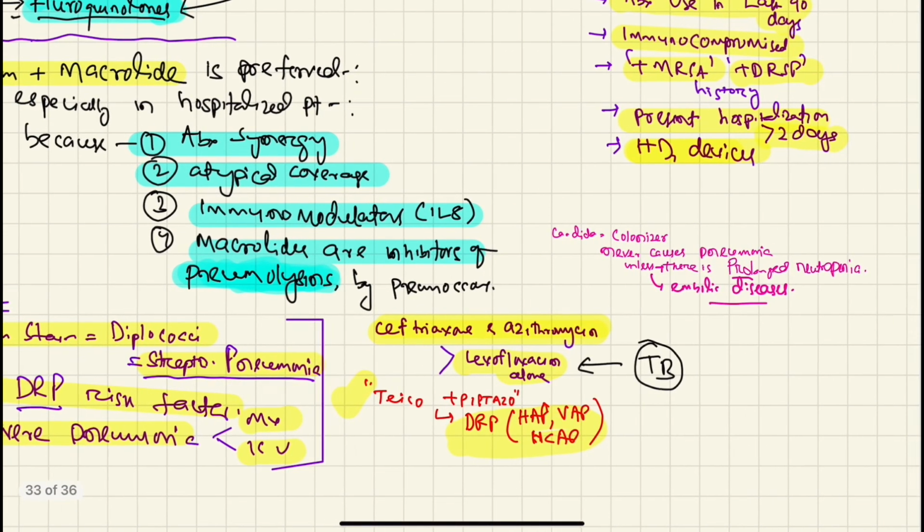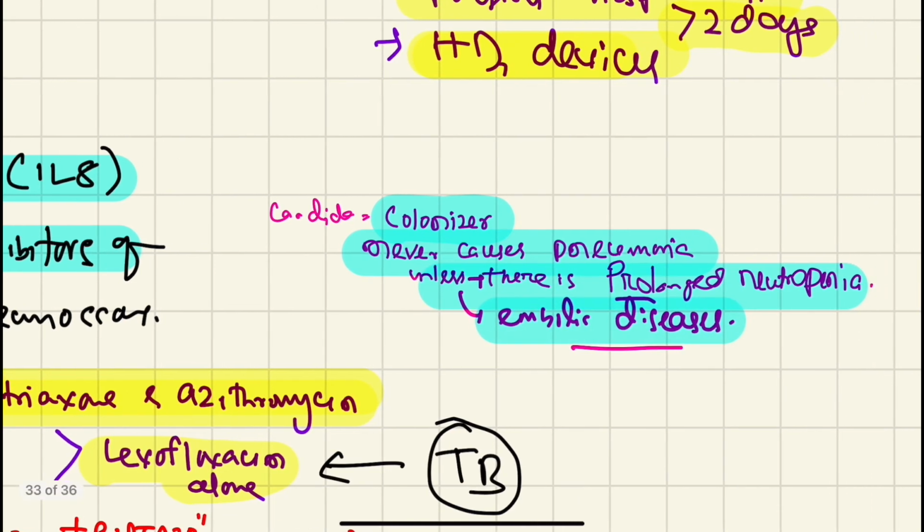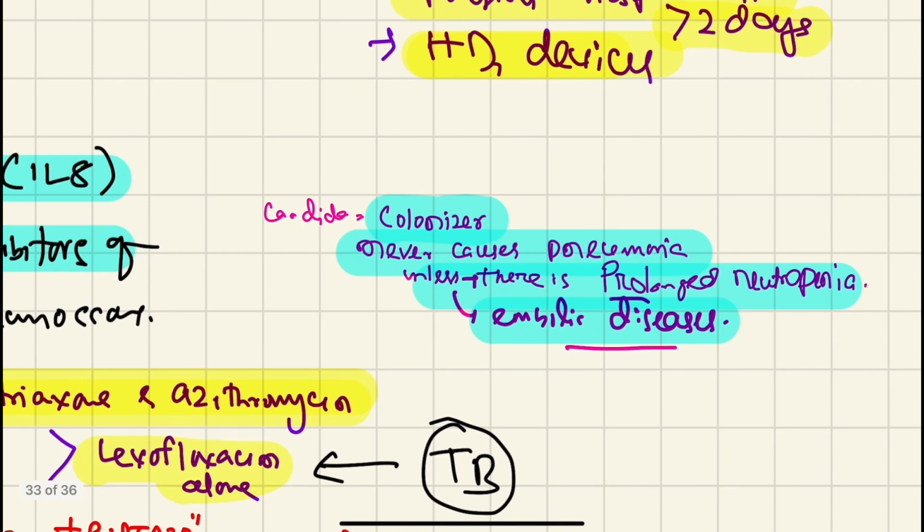Also, Candida is usually a colonizer. It never causes pneumonia unless the patient is prolonged neutropenic and there is some embolic disease like right-sided endocarditis, right? In those situations it can produce a lung infection. Otherwise, Candida is always a colonizer, it never produces pneumonia, right?